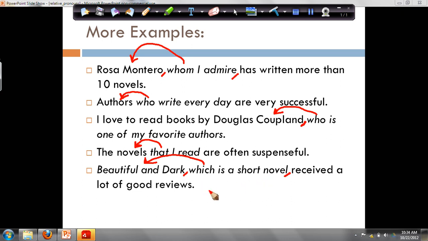If we take a look at the sentence, if we were to remove this dependent clause, it would read, Beautiful and Dark received a lot of good reviews, which makes perfect sense. So this is just extra additional information, so we separate it out with commas. So the main thing to remember is that if we're referring to a specific noun, like a person's name, we do need to use commas when we have a dependent clause with relative pronoun. However, when we're referring to a general noun, like in this case with authors, we do not use commas.